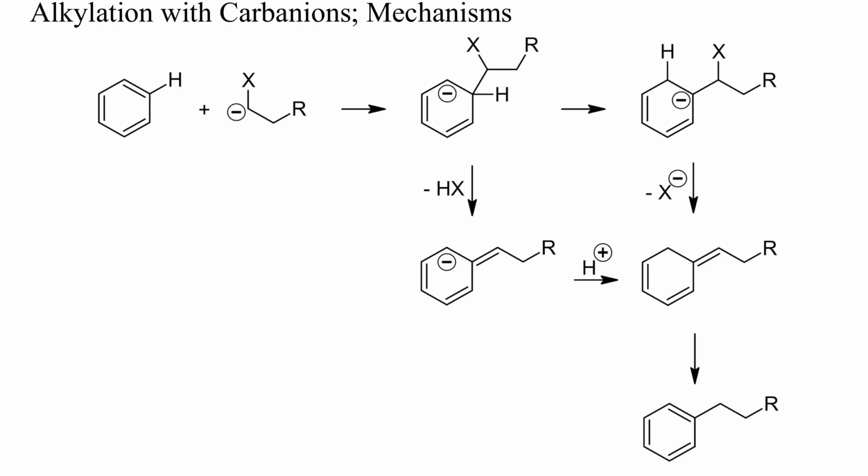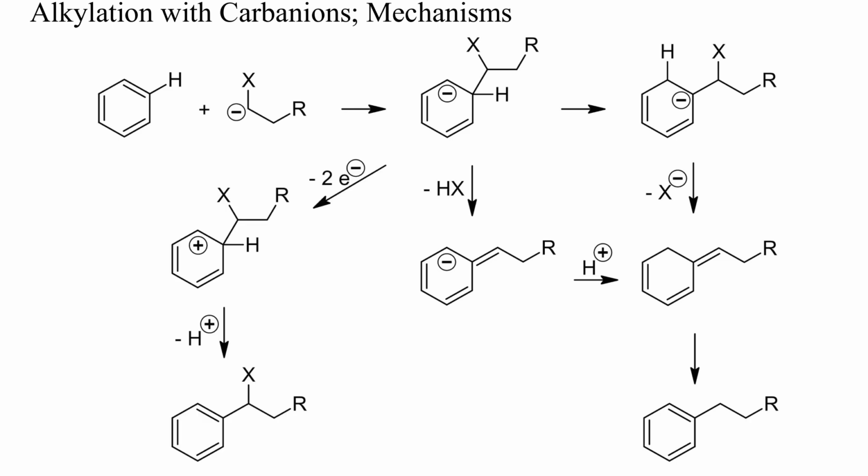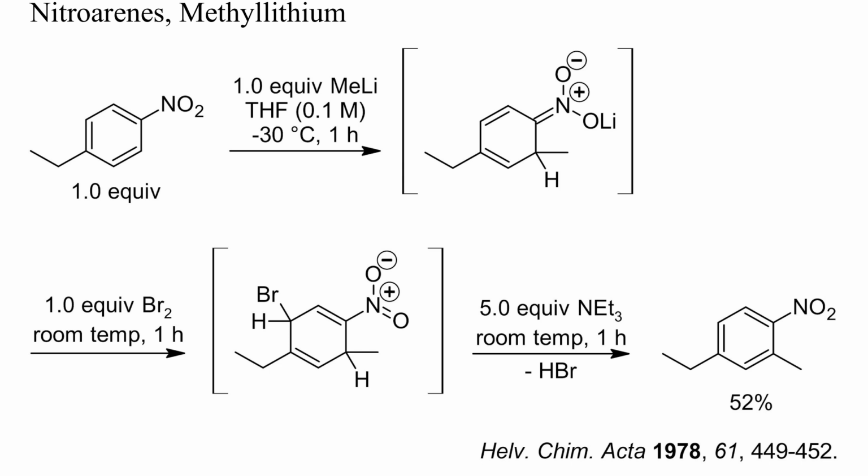If the carbanion is stabilized by a group that may also act as a leaving group, the alkylation of arenes can proceed by the same mechanism as the alkylation with ylides. Otherwise, the intermediate anionic addition product will have to be oxidized and deprotonated to regain aromaticity. For instance, methyllithium can be added to nitrobenzenes at low temperature, whereby an anionic, non-aromatic intermediate is formed. Here, this intermediate was oxidized with bromine and then aromatized by dehydrobromination with triethylamine.